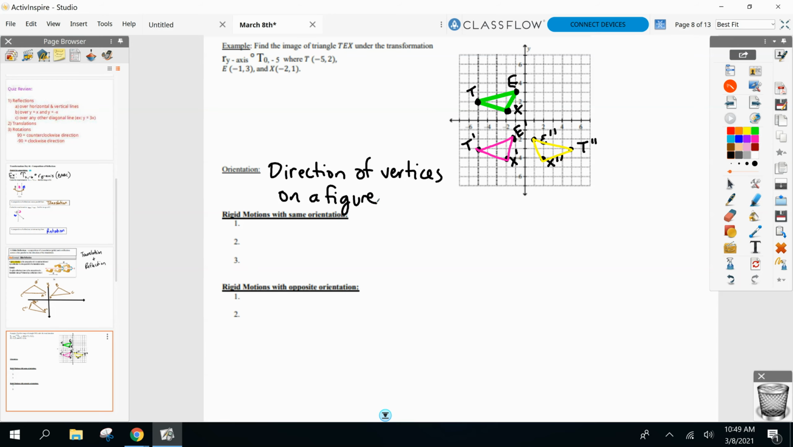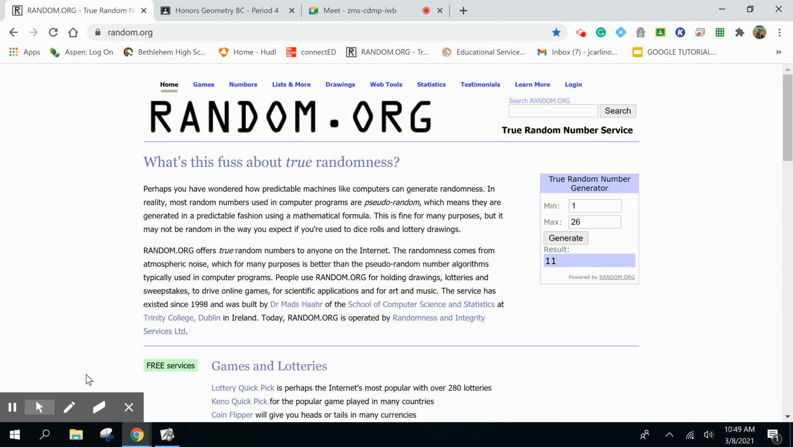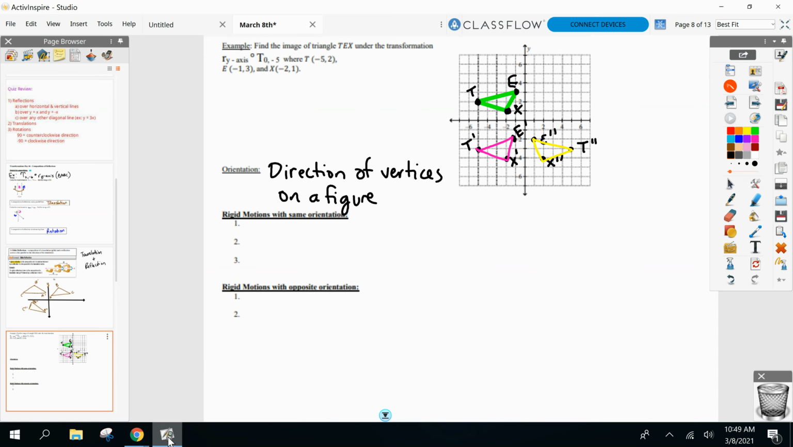Clockwise. Now go to the prime one. T prime, E prime, X prime. What type of orientation do I have there? Clockwise or counterclockwise as you go from T to E to X back to T? What do you got for me, Audrey? What type of orientation? T to E to X back to T. Well, clockwise. Clockwise, good. All right, everyone good?